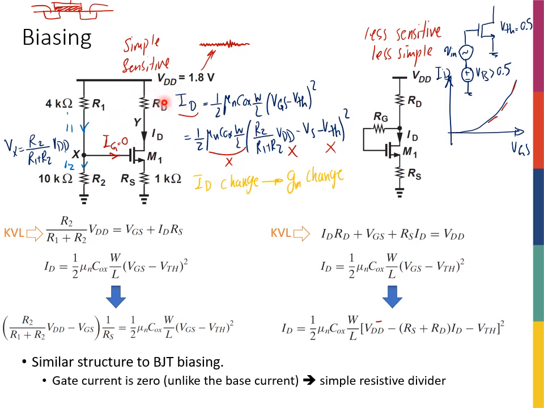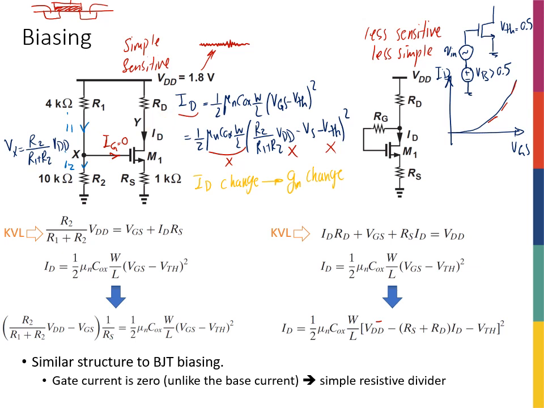This RD already sets a lot of stuff. For example, it sets the gain, as we will see. It sets the limit for the current before getting saturated, because we know that the more RD I have, the more RD times ID I have. The voltage across it is going to be bigger, therefore it's going to push my VDS to be smaller. And I know that the moment VDS becomes less than the overdrive voltage, VGS minus VTH, my transistor goes out of saturation and it's not good anymore, right? So good for amplification, I mean.